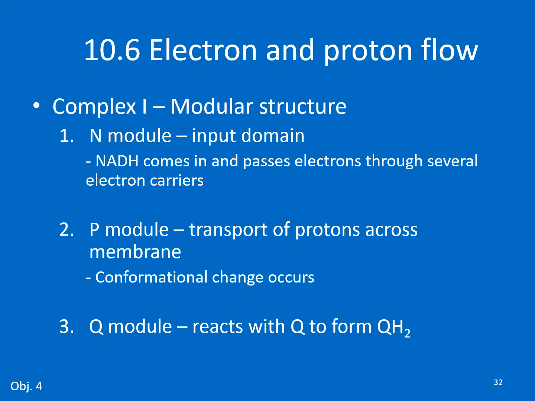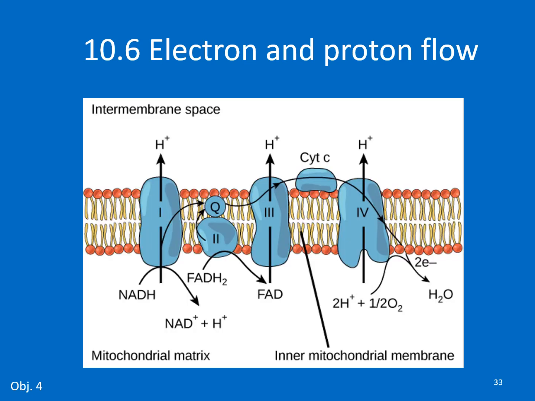Finally, we have the Q module, where the electrons react with Q, ubiquinone, to form QH2. So 3 major parts. We've got the input part, the N module, the proton transfer part, the P module, and the Q part, the Q module. So that was complex 1. You can see it at the far left of this picture right here. NADH gets input and those electrons get transferred to Q. Meanwhile, a proton is pumped across that membrane.